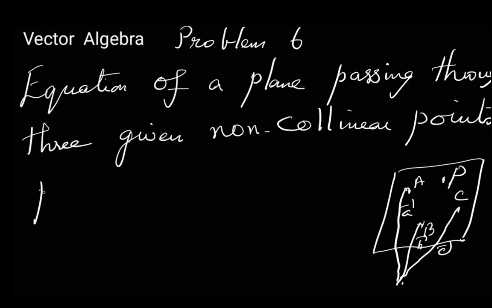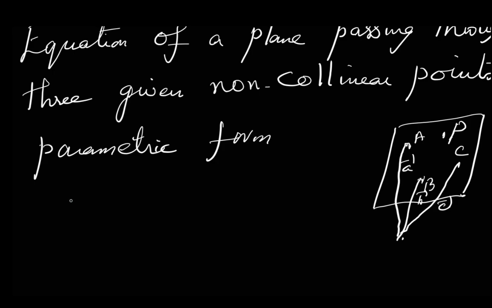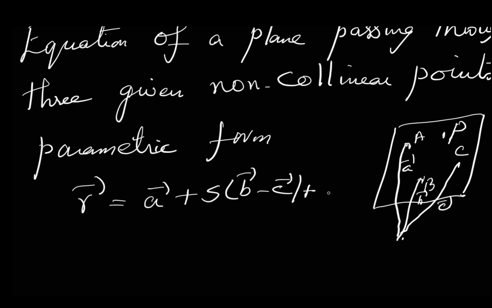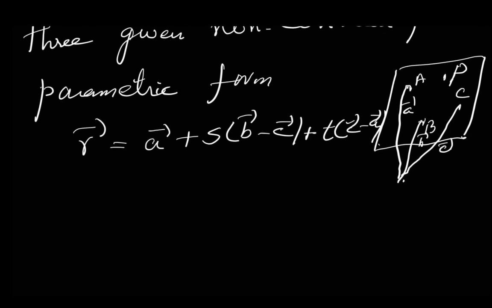In this case, the parametric form of the equation of the plane is given as vector r is equal to vector a plus s into vector b minus c plus t into vector c minus a. This is the parametric form of the vector equation. Next is the non-parametric form.